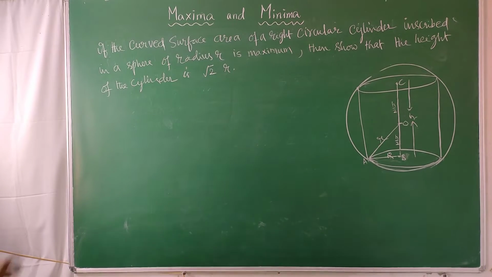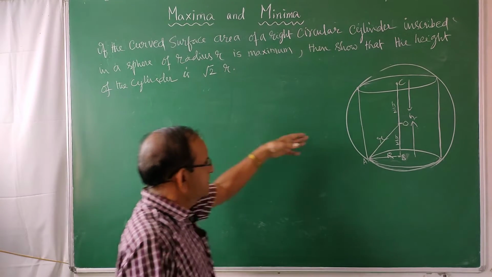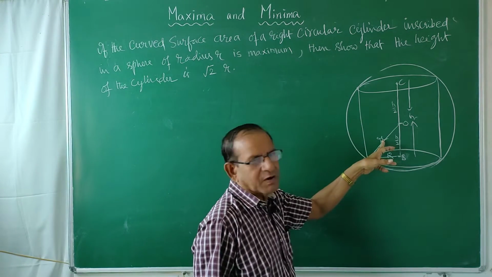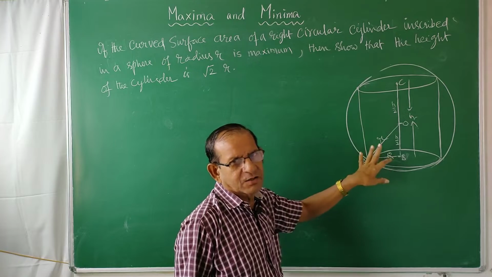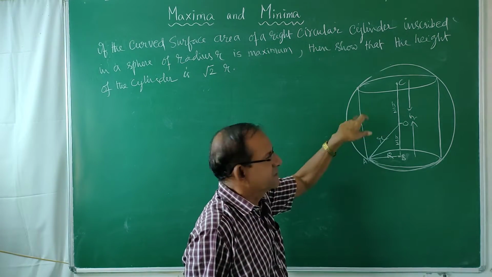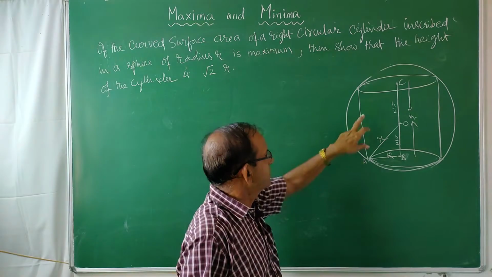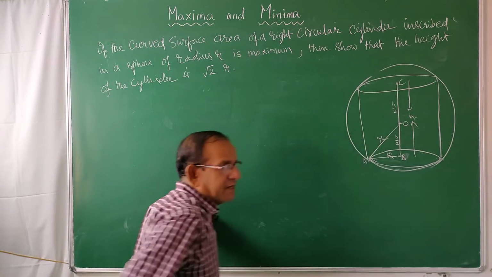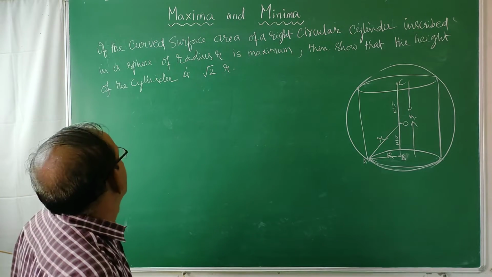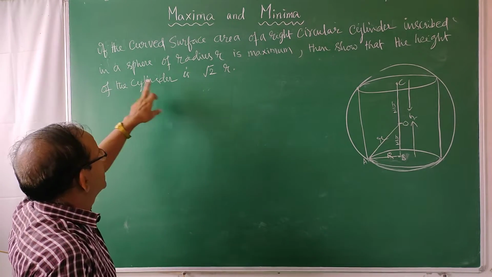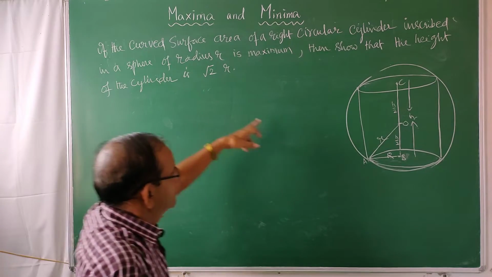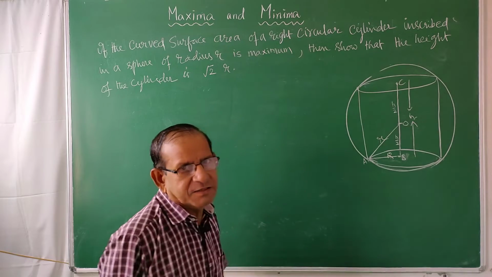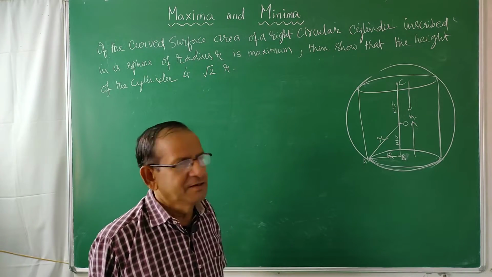Now see this question. Here a cylinder is inscribed in a sphere. Sphere radius is given as small r, that we cannot change. So that is a constant. Now we have to inscribe a cylinder in that sphere so that the curved surface area of that cylinder must be maximum. How to find out? And then we have to show that the height of the cylinder, which is taken as h, is equal to root 2 times the radius of the sphere, that is root 2 times r.